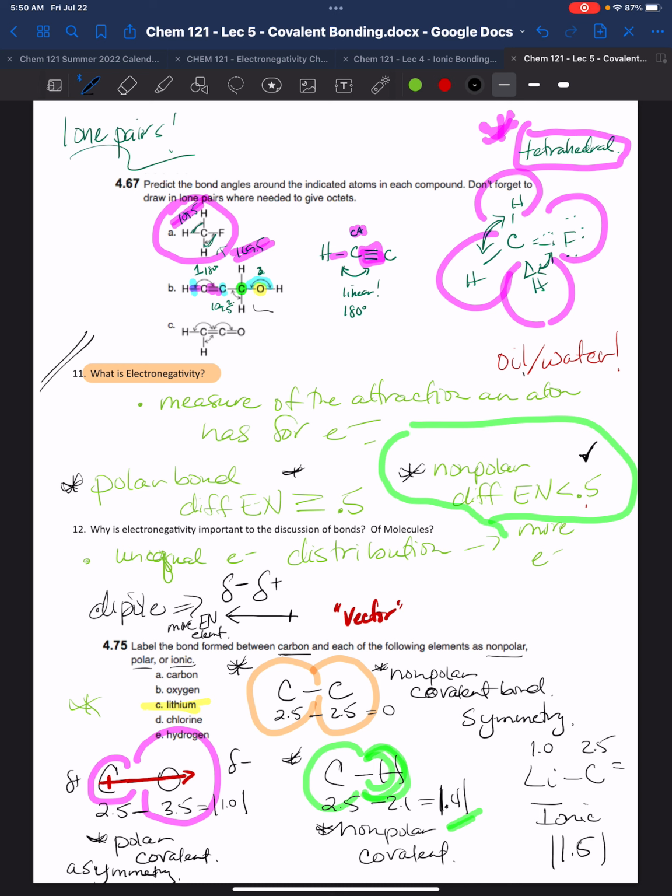And so ionic bonds are the epitome of electronegativity difference. The metal actually transfers its electron. They're not shared, it's transferred. And so that makes it very different.